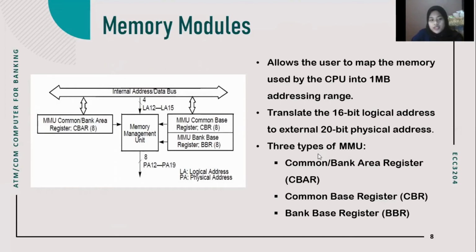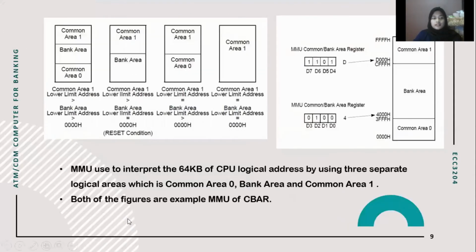In the memory management unit, we have three types of register, which are common or bank area register, CBAR, common base register, CBR, and bank base register, BBR. Next, the two of these figures are about an example of the common bank area register. The MMU is used to interpret the 64 kilobytes of CPU logical address by using three separate logical areas, which are common area 0, bank area, and common area 1.